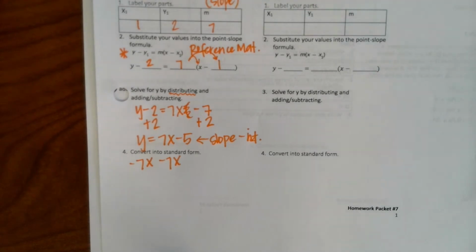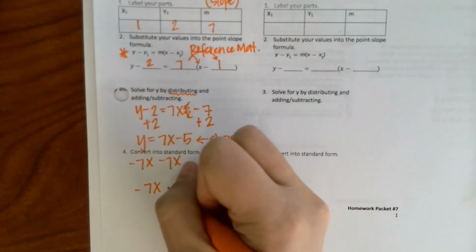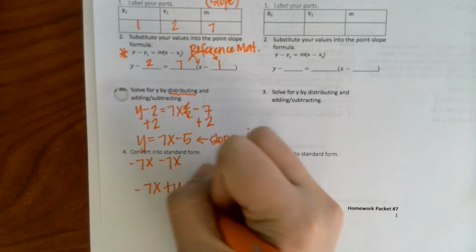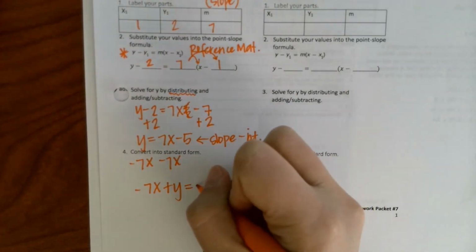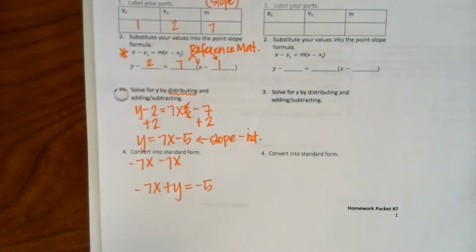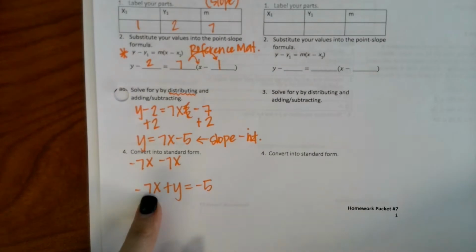And I write it with the x's first. So this becomes negative 7x. What type of y? Plus or minus y? Plus y equals what type of 5? Negative 5. There are 2 things that my coefficient in front of x cannot be. My coefficient in front of x cannot be a negative number, and it cannot be a fraction.